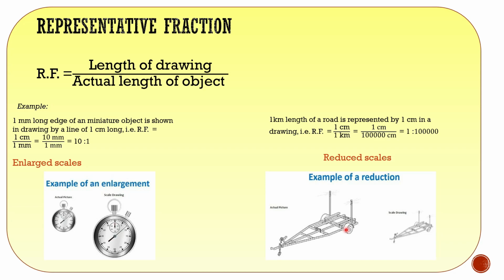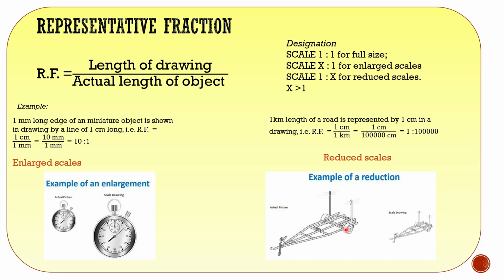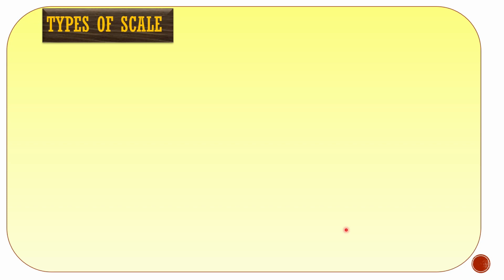So for making diagrams, we should go for the standards, and to make the diagrams very easily and meaningfully, we are using this RF. There is a value: if the value is equal to 1, then we call that the full size. If the scale is such that x is to 1, that is for an enlarged scale, and for a reduced scale it is 1 is to x, where x is always greater than 1. Follow these rules and you will get it.